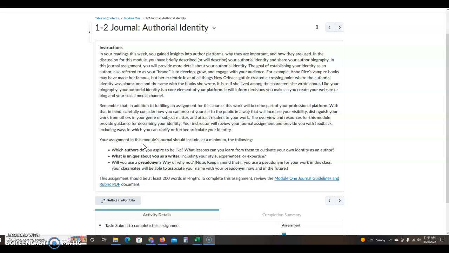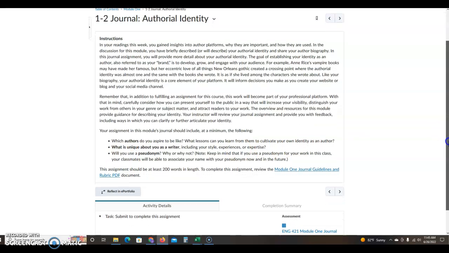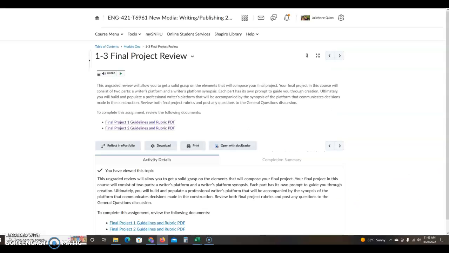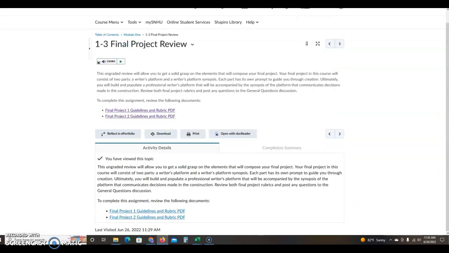So it's interesting to see who we aspire to be like and what lessons we can learn from them, even if it's genre transfer, like we're not writing in the genre as them. That's okay. What is unique about you as a writer? And will you use a pseudonym? So those are the questions that you'll consider in the development of your journal entry. Very self-reflective assignment.